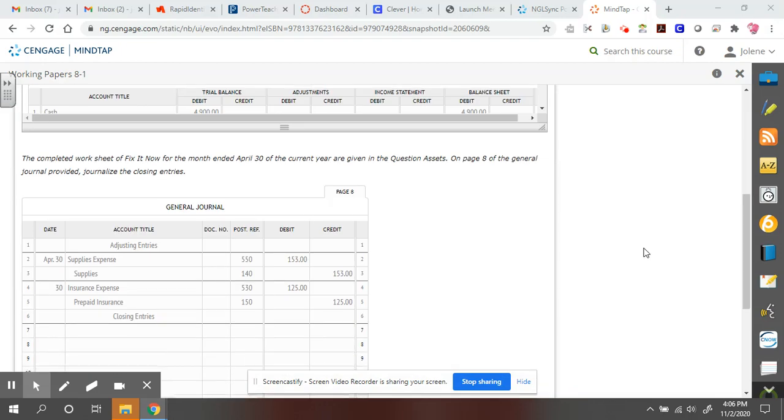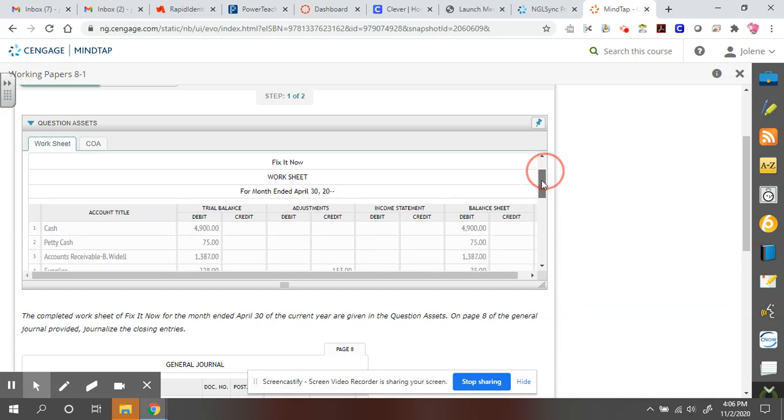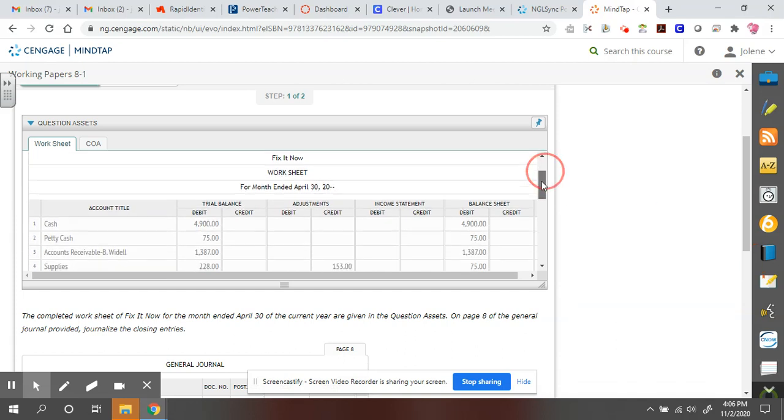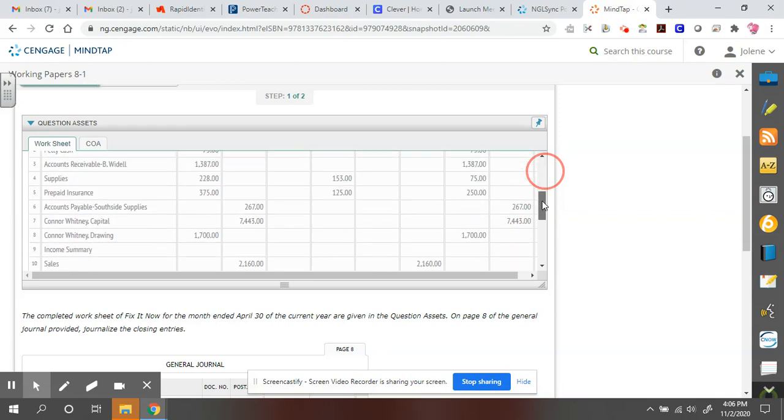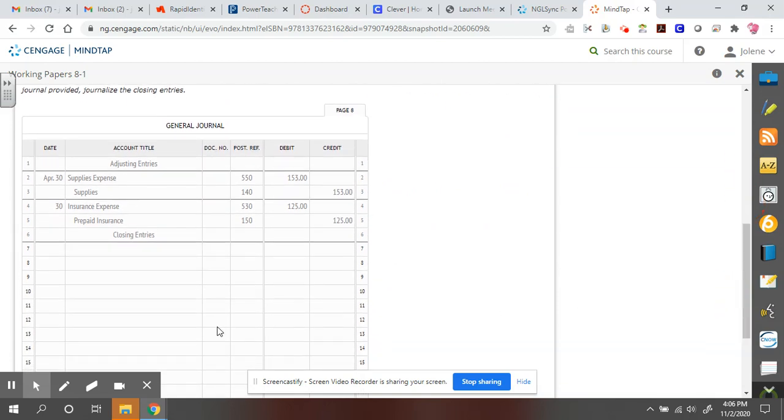If you scroll down, you will find the worksheet for this company, Fix It Now. Scroll down some more and you'll find a general journal, page 8. In the general journal, the adjusting entries have already been put in for this worksheet. Now we're going to be doing closing entries. You'll see a centered heading in the general journal. This is still the end of April 30th.